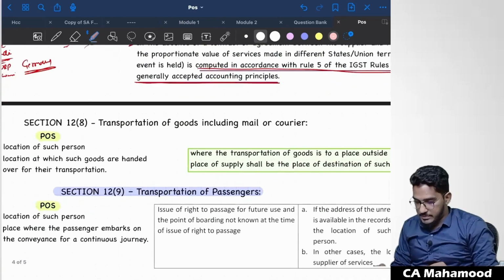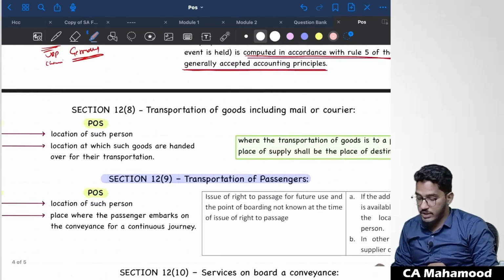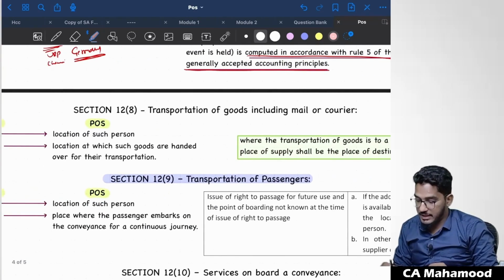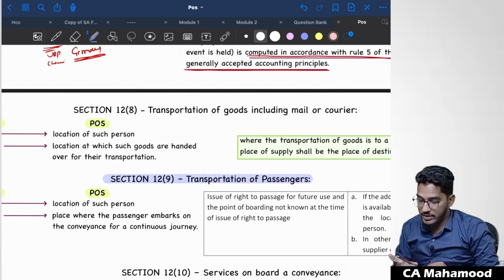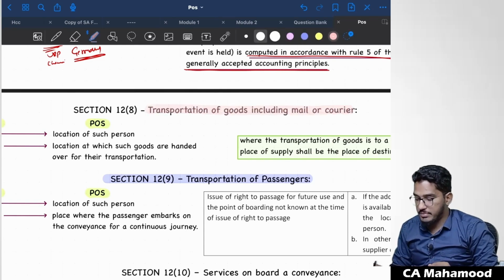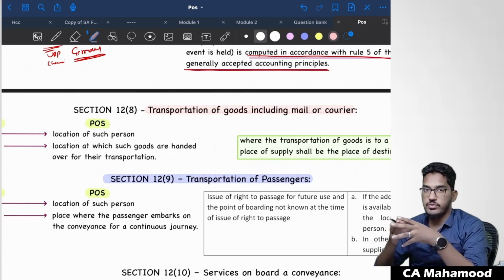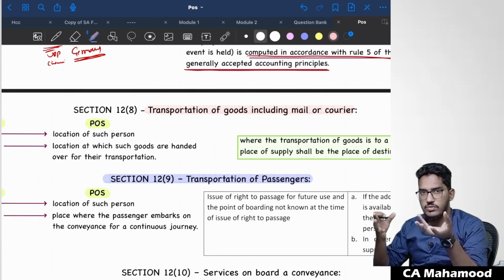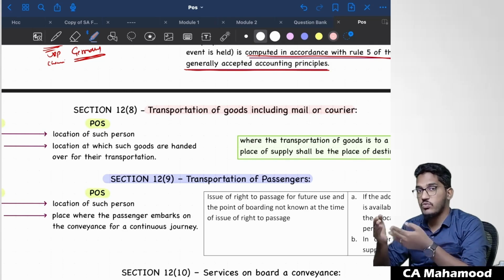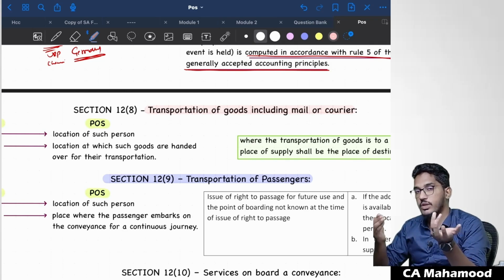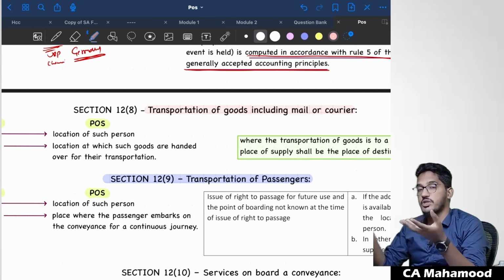Now coming to the next subsection, 12 subsection 8, which is talking about how to determine place of supply in case of services which are relating to transportation of goods. So for example, if you want to transport your goods, you go to a courier office, you hand over the goods to the courier office, they are providing services. What service is that courier office providing? That courier office is providing the services of transportation of goods.